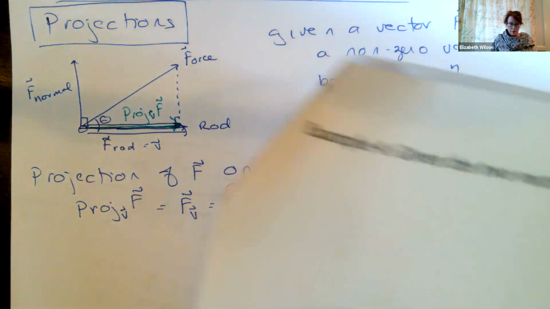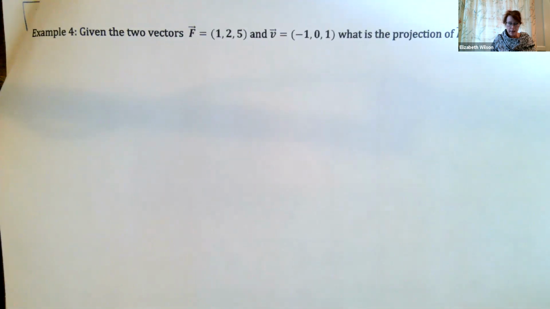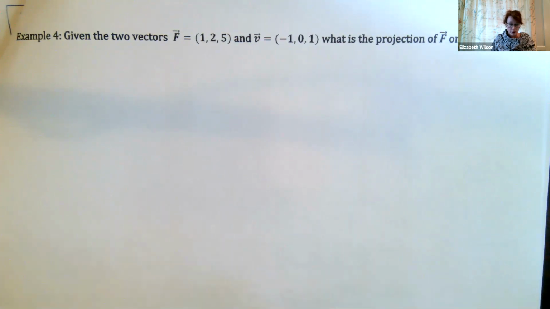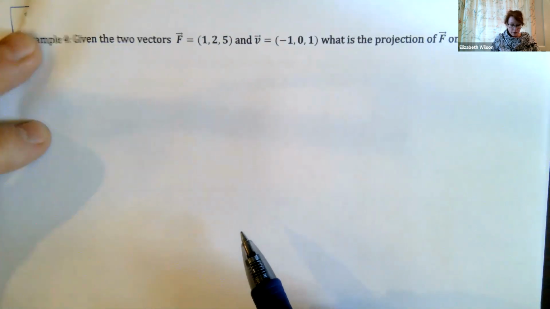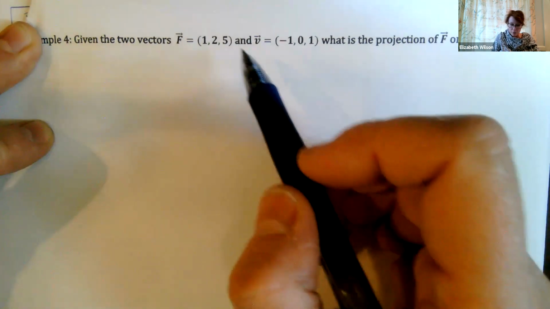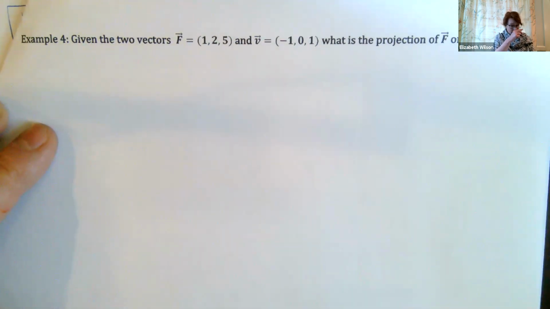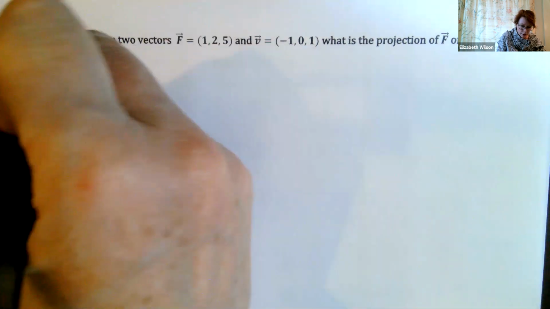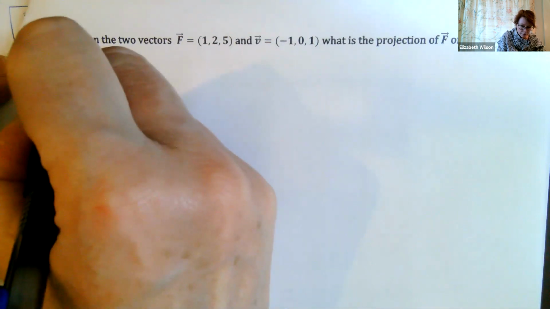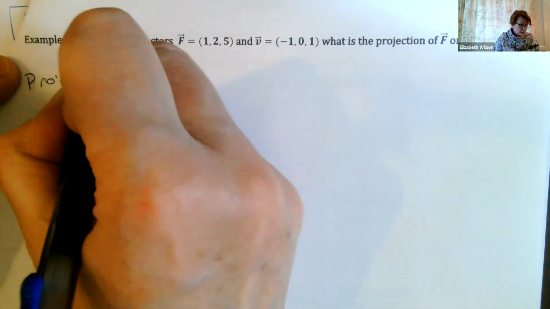Okay, but let's do some examples here. So I'm on my lecture examples for chapter 1.3, example number 4. So I've got two vectors, F and V. We want to know what's the projection of F onto V. So we're just going to write this out. So the projection of F onto V goes like this.